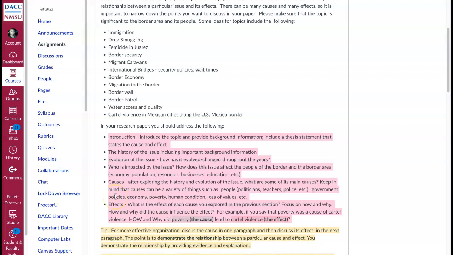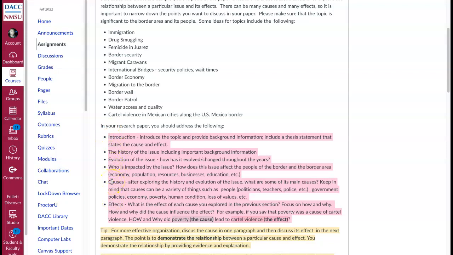You want to have the history of the issue. I put this as a separate section because maybe your introduction requires a lot of background information and there's no space to put the history. It depends on your topic. Keep in mind that these are sections. They're not necessarily paragraphs. So each bullet point does not represent a paragraph because, like I mentioned, this essay should be 5 to 7 pages, so obviously you're going to need more than 5 paragraphs. So this is just sections.